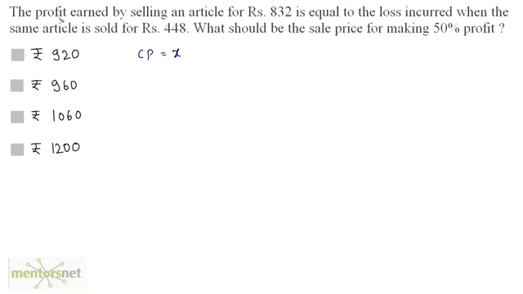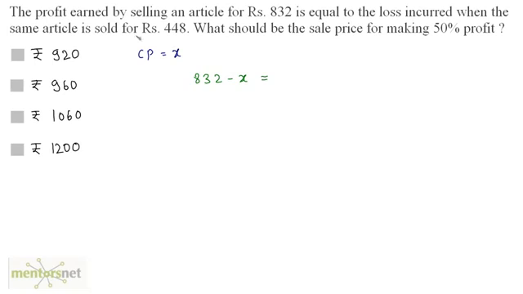Now it is said that the profit earned by selling an article for rupees 832. So the selling price is 832. What will be the profit? Well, profit is selling price minus cost price. So we have profit as equal to the selling price, 832, minus the cost price, which is X. It is equal to the loss incurred when the same article is sold for rupees 448.